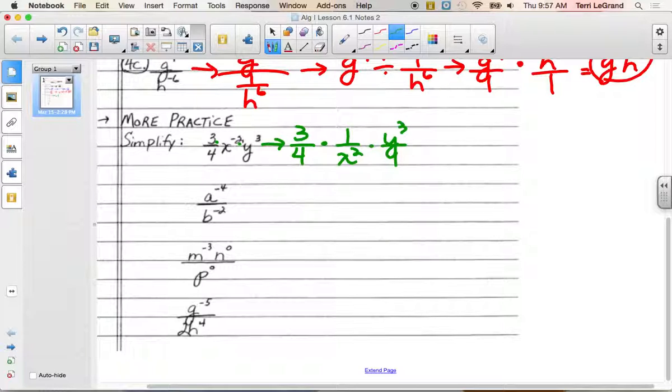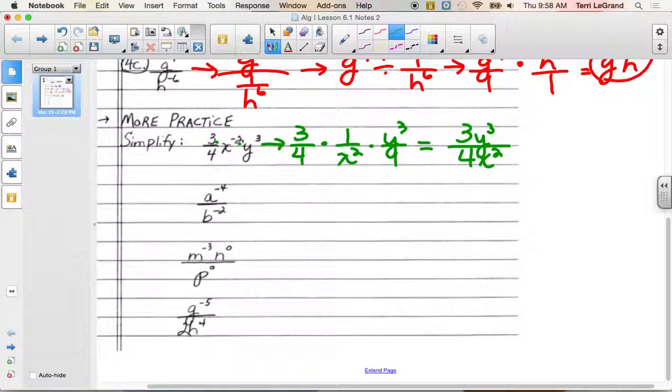So now I can multiply across. 3 times 1 times y cubed. 3y cubed. 4 times x squared times 1. 4x squared.